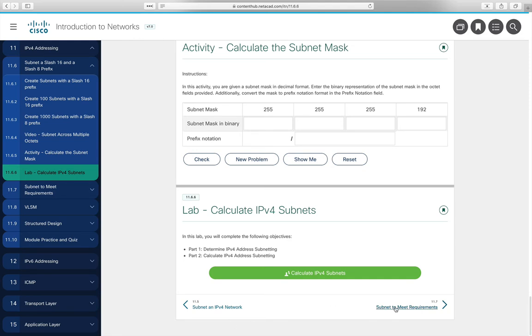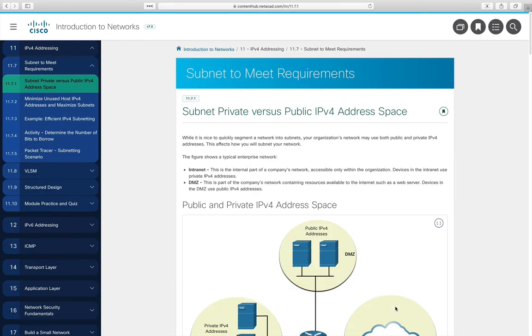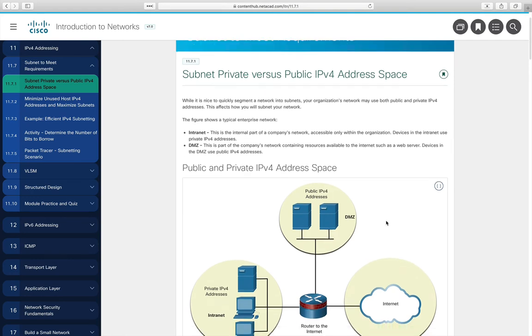So we'll move on to a section entitled Subnetting to Meet Requirements. But before they do that, we're going to talk about private versus public IP address space. We talked about public IPs being routable over the Internet, capital I. We talked about private IP addresses also being called non-routable because once you hit a router interface, those packets are not going to leave the local network.